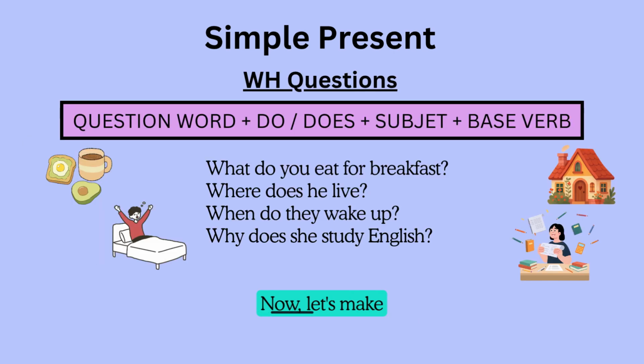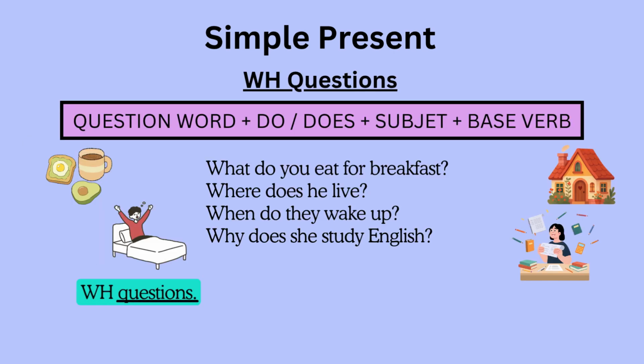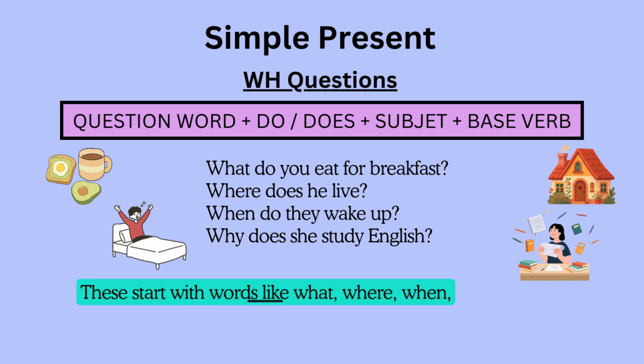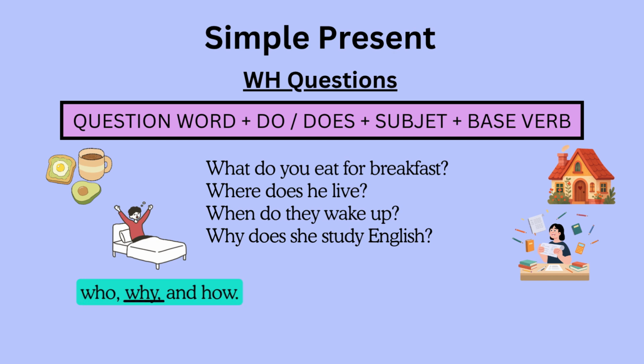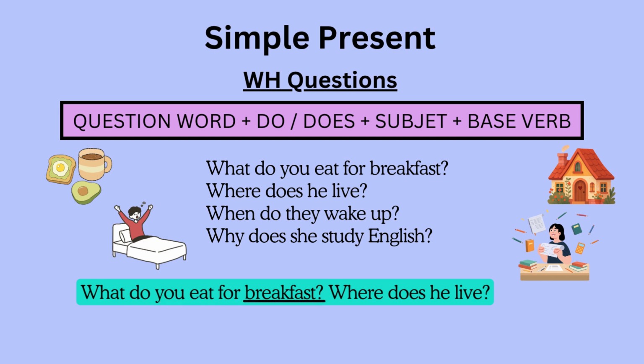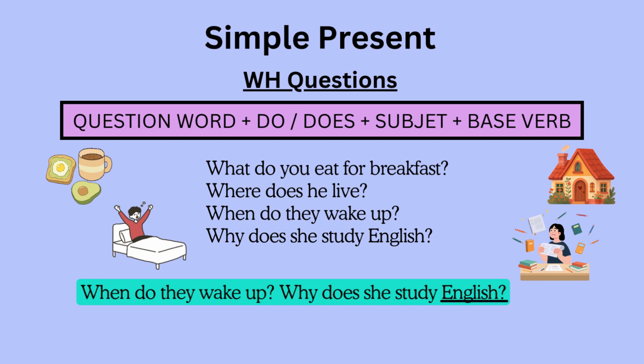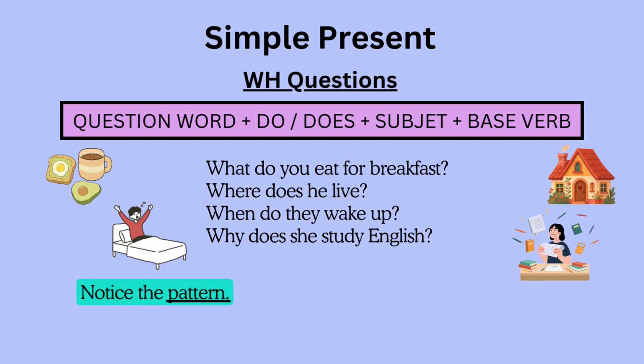Okay, now let's make WH questions. These start with words like what, where, when, who, why, and how. Listen to these examples. What do you eat for breakfast? Where does he live? When do they wake up? Why does she study English? Notice the pattern. WH word, do or does, subject, base verb.